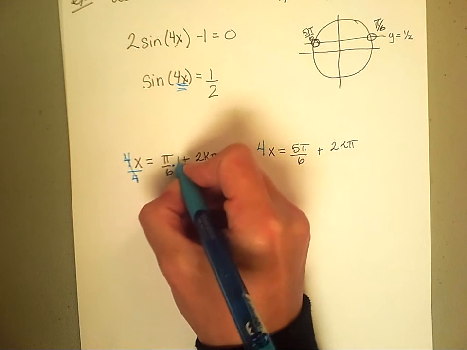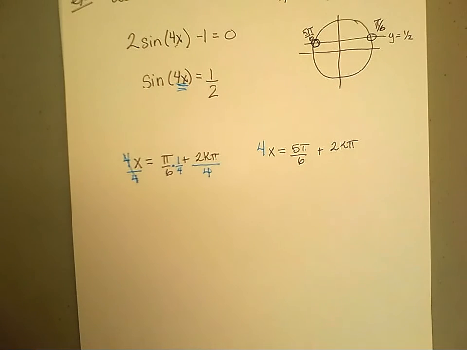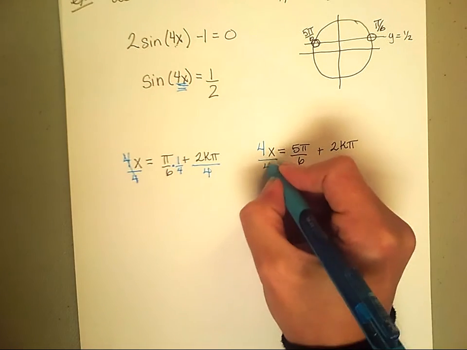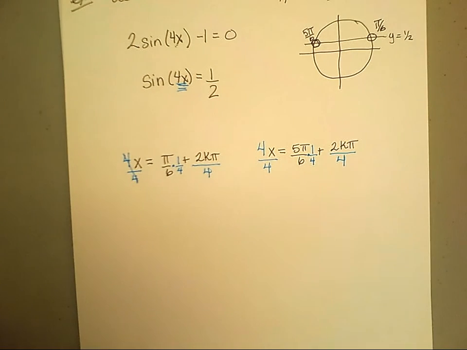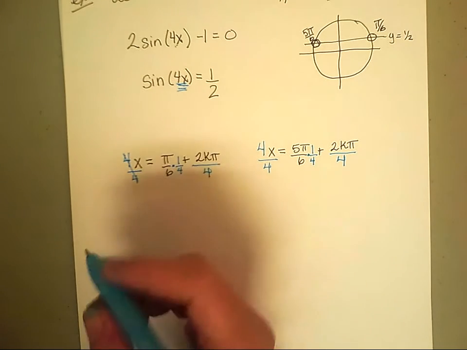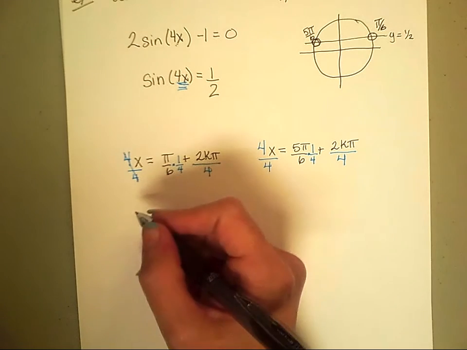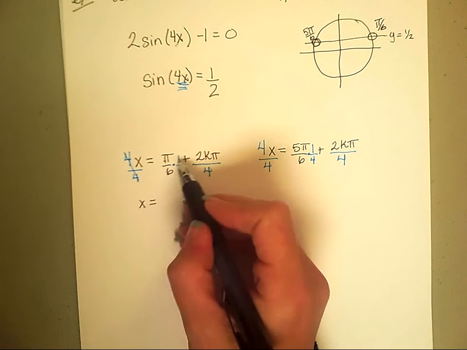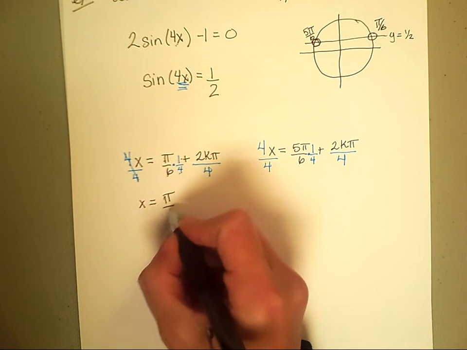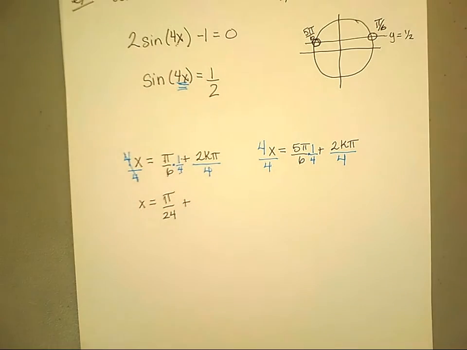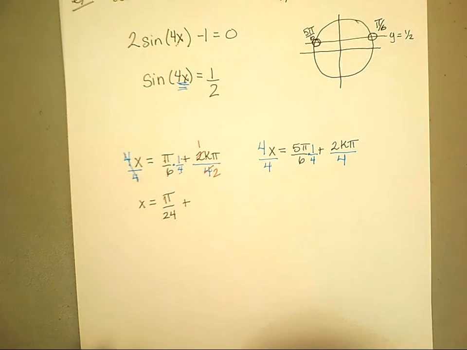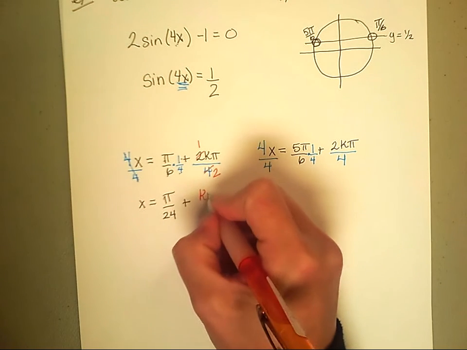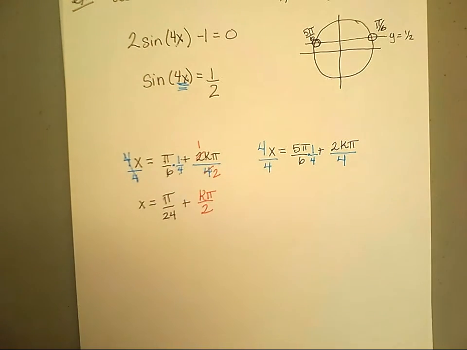Now remember, dividing by 4 is the same thing as multiplying by 1/4. We could do the same thing here. Again, dividing by 4 is the same thing as multiplying by 1/4, and I divide that by 4. After we reduce this, x must be equal to 1 times pi is pi, and 6 times 4 is 24, plus, and then we can reduce this as well. 2 goes into itself once, and into 4 two times. So this becomes k pi over 2. And that's the first branch.